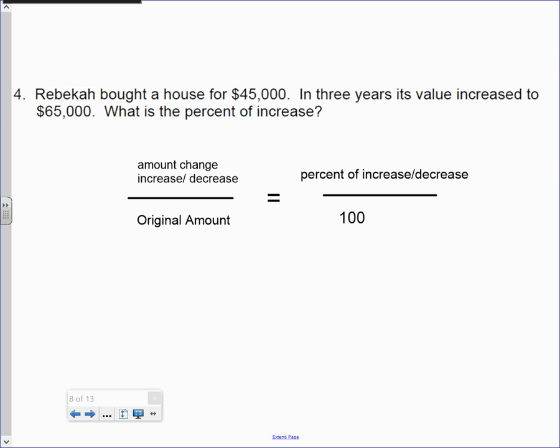Rebecca bought a house for $45,000. That's a pretty cheap house. It must be a mobile home. In 3 years, its value increased to $65,000. What is the percent of increase?